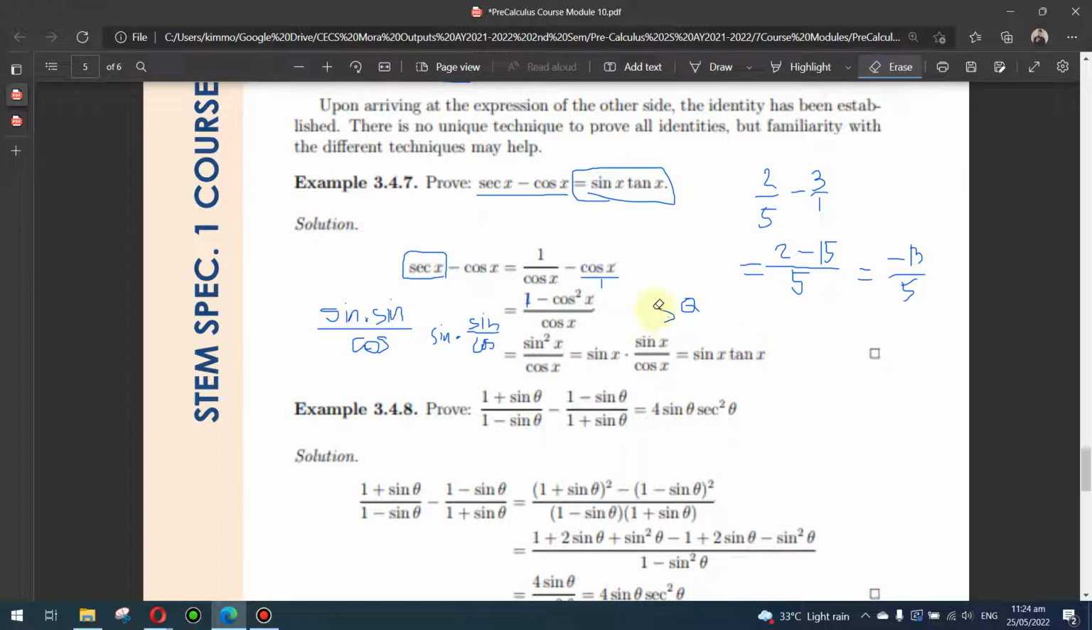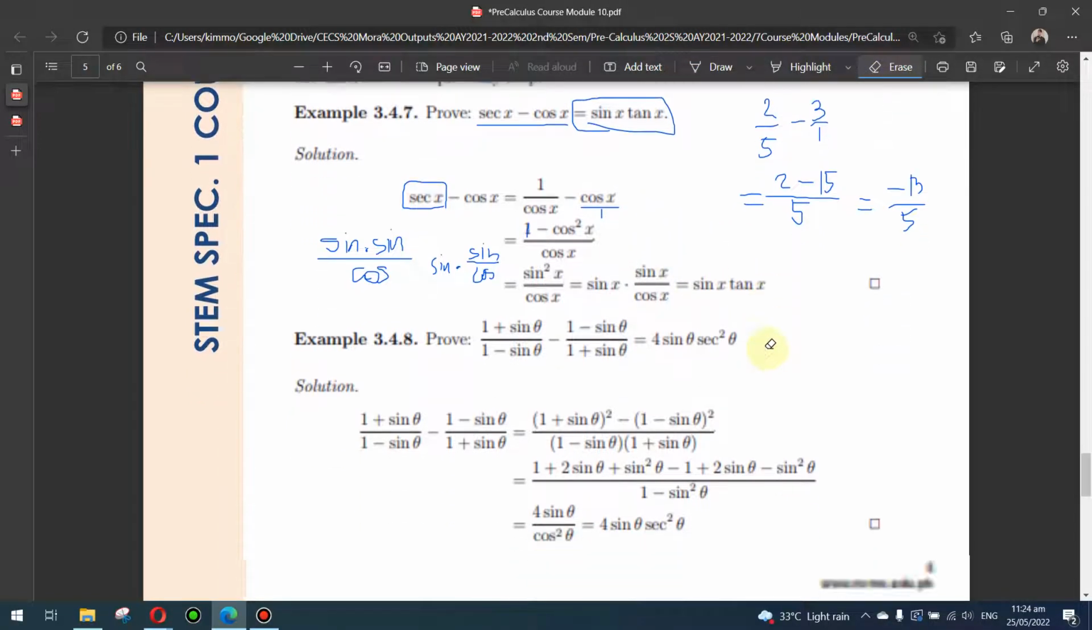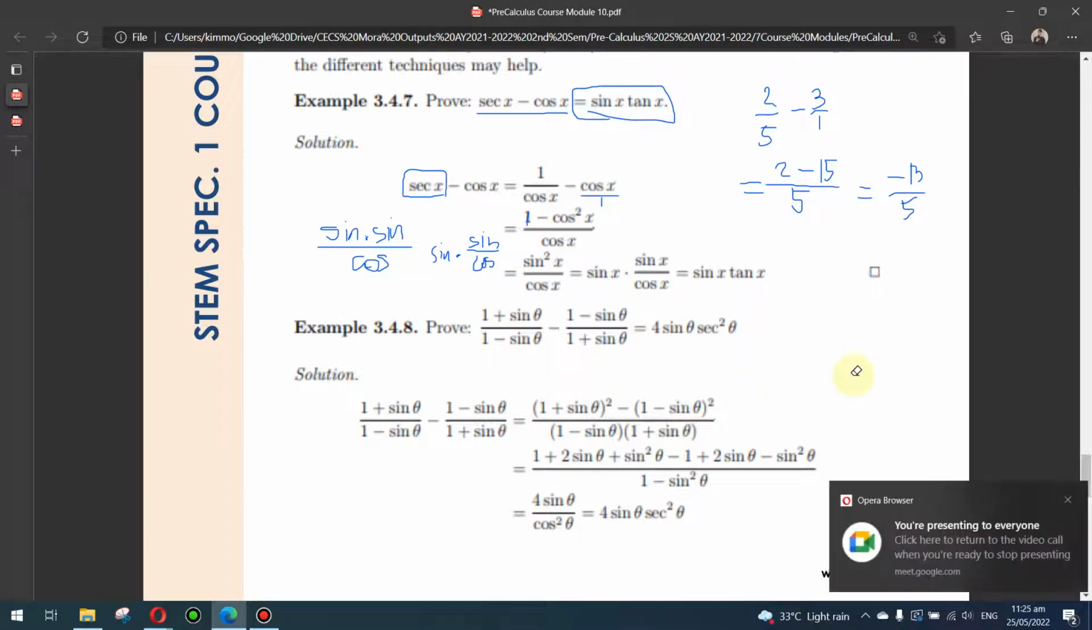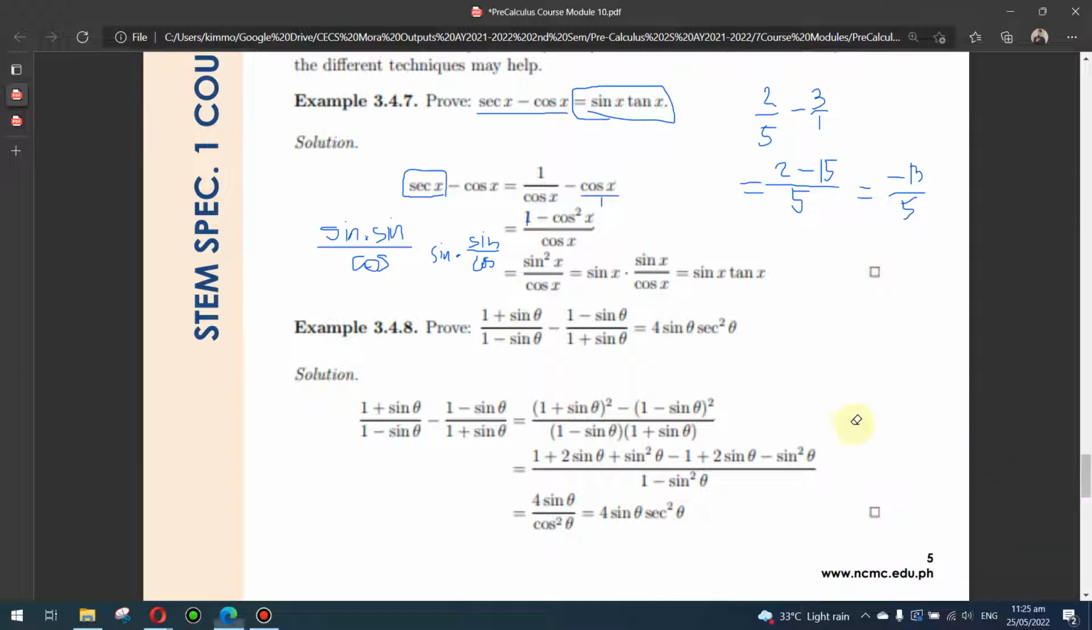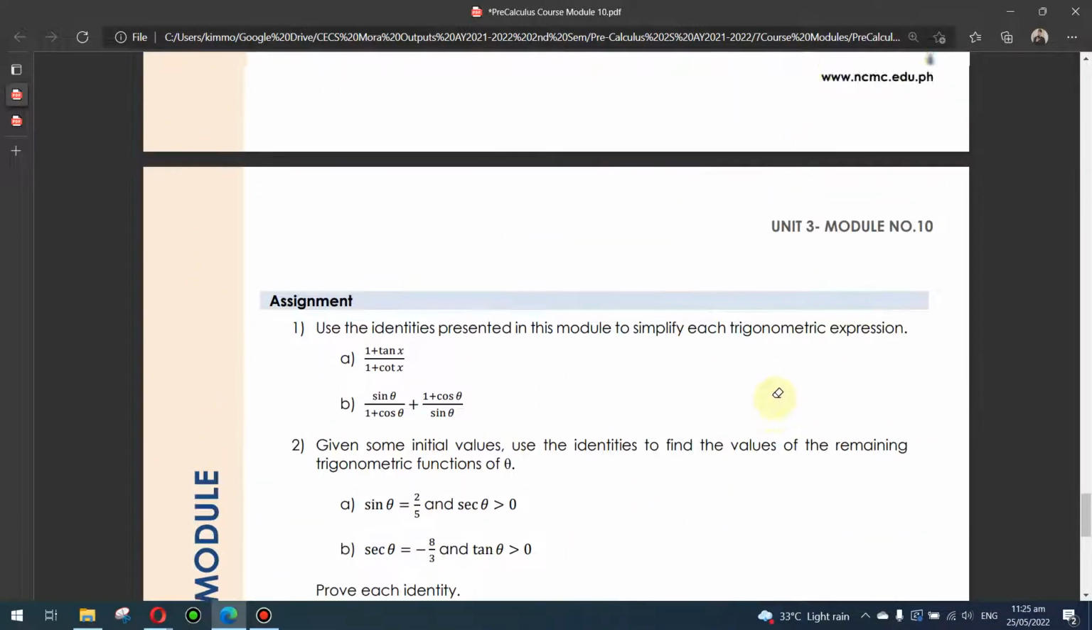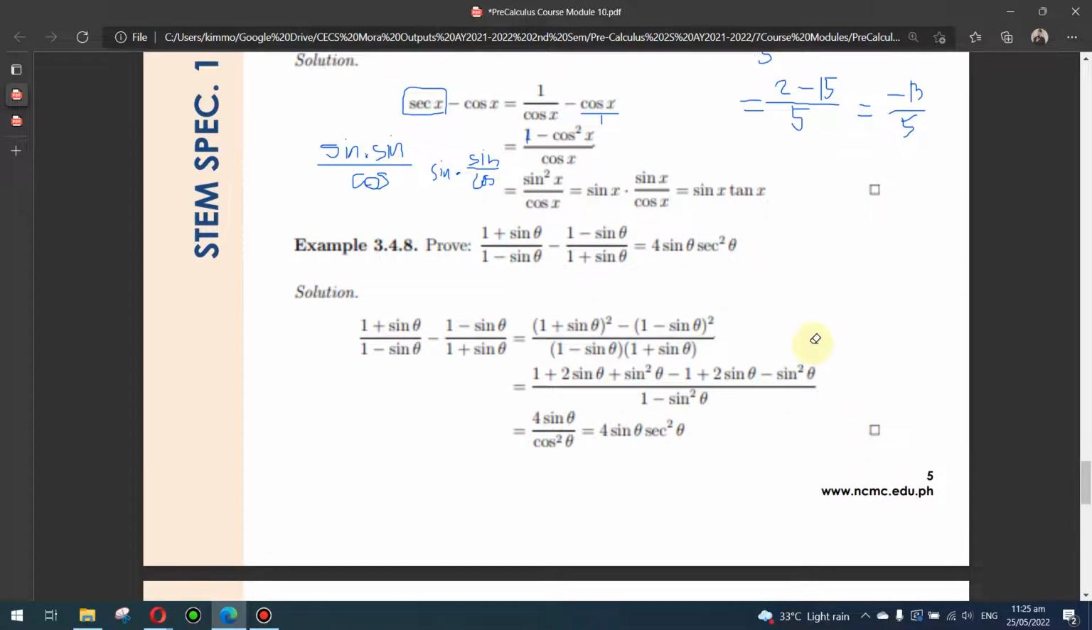Then mag-end na din ta. Ay, nawala si Salman. Gilang kay nag-record man ko. Gi-record man ako ning discussion. Ma-review ra ninyo. So kani assignment na ninyo. I-prove ninyo para na may practice.